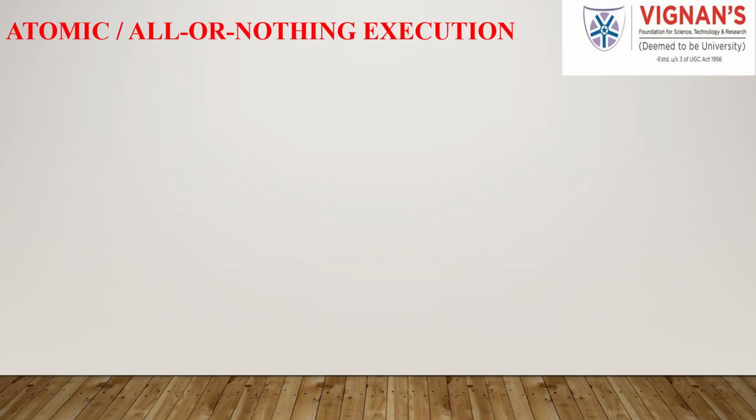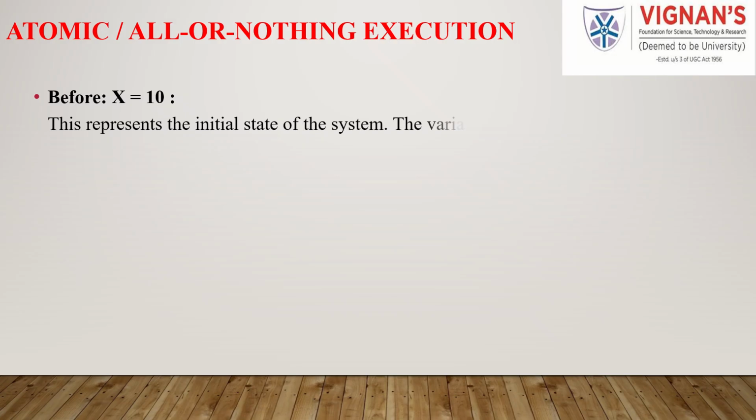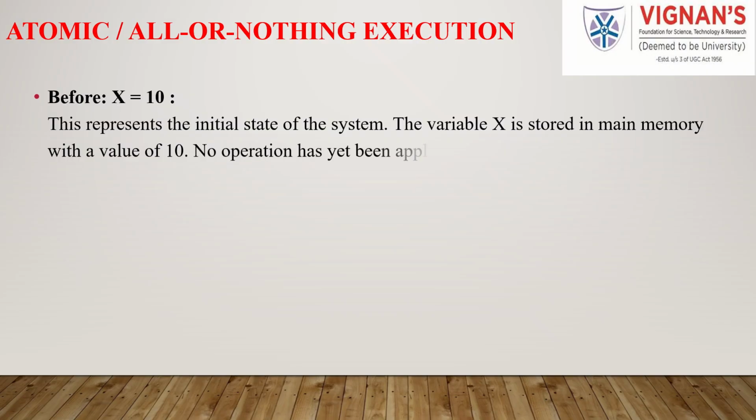Atomic, all-or-nothing execution. This slide explains an atomic operation, where an update is executed completely or not executed at all. Partial execution is not allowed. Before, x equals 10. This represents the initial state of the system. The variable x is stored in main memory with a value of 10. At this stage, no operation has been applied, and the data is in a consistent and stable state.